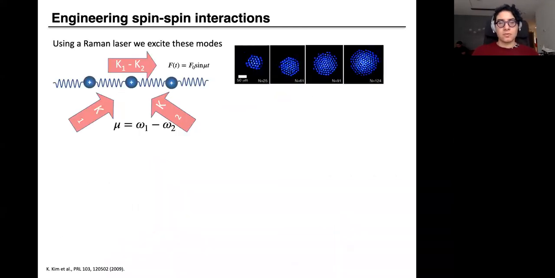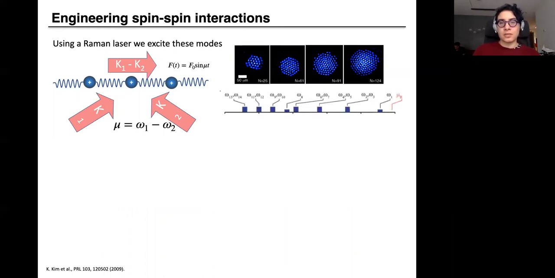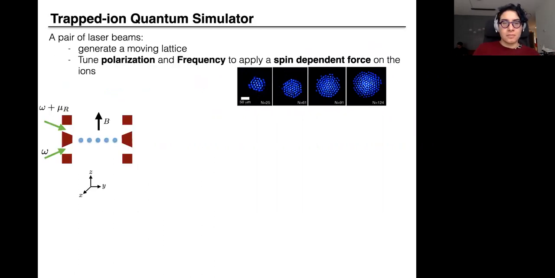Okay, so what do we do with these modes? We use a particular scheme called the Raman scheme to excite these modes. You can select which modes you excite and strongly couple to by tuning the beat note frequency between the two laser beams. If you're close to one of the modes, you mostly couple to those. If you're very far away from everything, you weakly couple to everything.